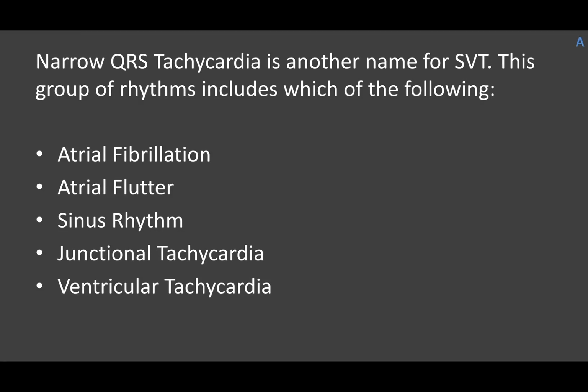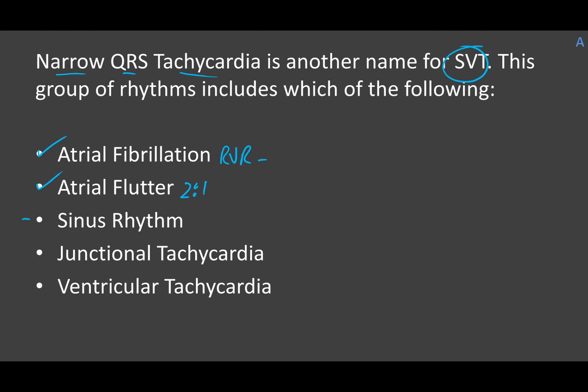Narrow QRS tachycardia is another name for SVT, supraventricular tachycardia. This group of rhythms includes which of the following from this list, and so we'll just go through them. Atrial fibrillation, especially when you do RVR, absolutely can be part of the narrow QRS tachycardia groups. Atrial flutter, also, especially when you get like a 2-to-1 block and then it's going really fast, right?